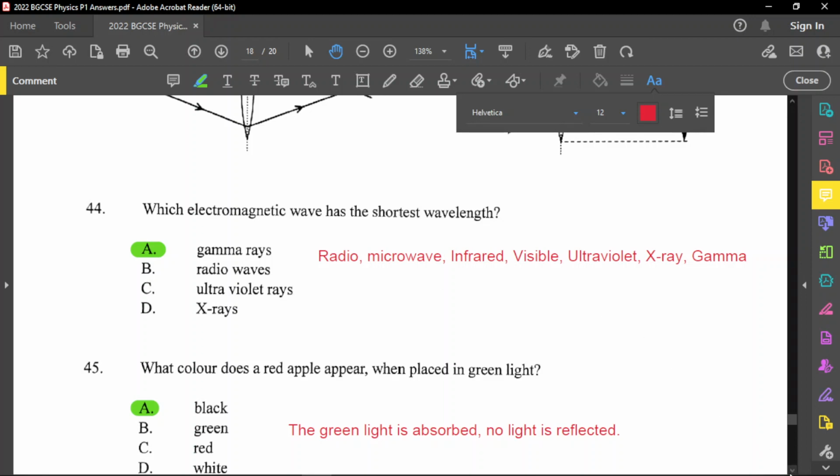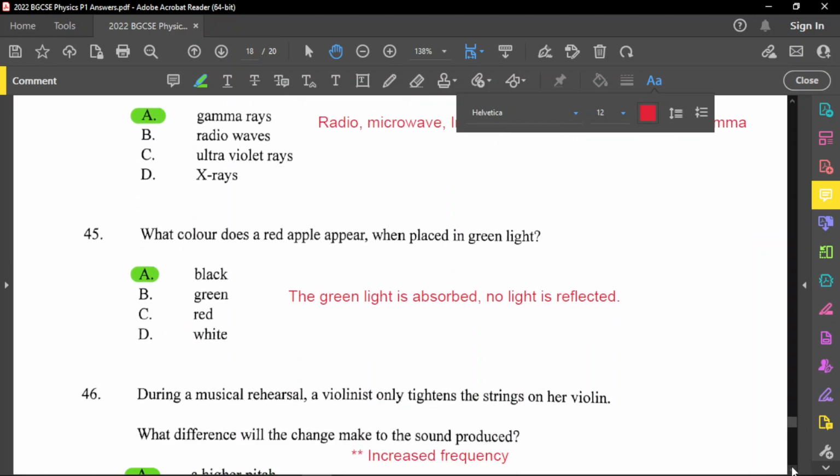Question number 45. And so we're going to have 5 questions to go. It says, what color does a red apple appear when placed in green light? So if you have green light only, what you need to remember is that for you to see something, it must reflect the same light. If the apple is red and you place it in green light, it will absorb that green light, and therefore no light will be reflected. So the apple will appear dark or black, because red is not present to be reflected from that apple. So remember, whatever you're seeing is the color of light that is being reflected.